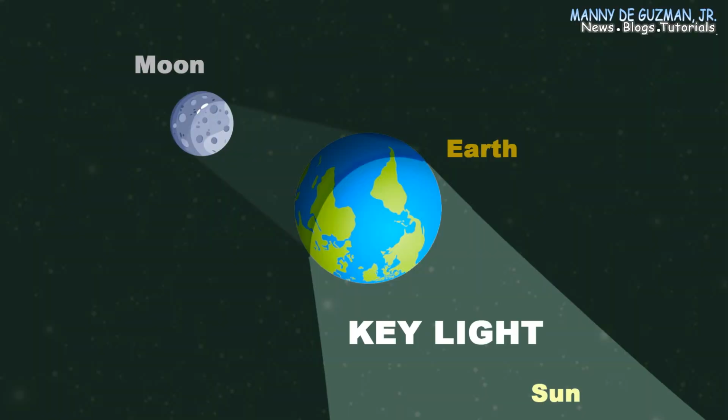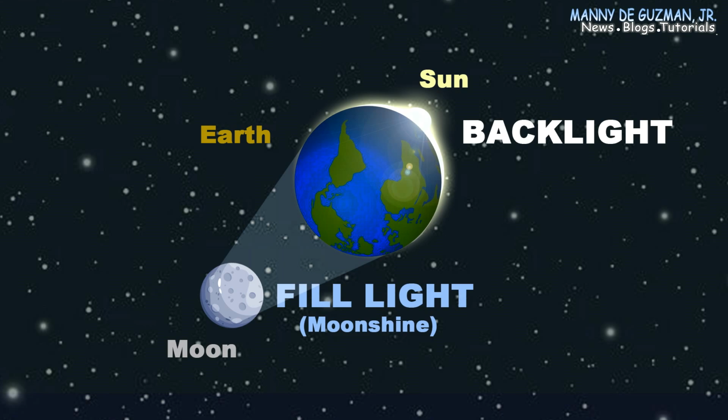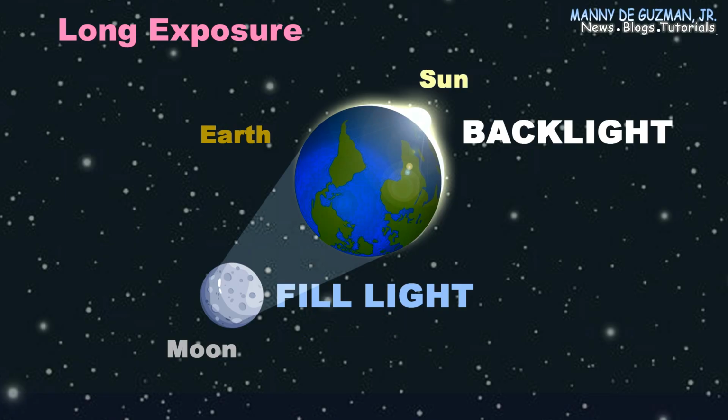The key light is when the sun is shining directly in front of the planet Earth, where the sun serves as the main lighting. Earth is backlighted when the sun is behind, with the moonlight serving as a fill light or reflected light. And the long exposure technique is used in this kind of shot by setting the shutter speed long enough to brighten the overall image, including the stars and galaxies in the background.